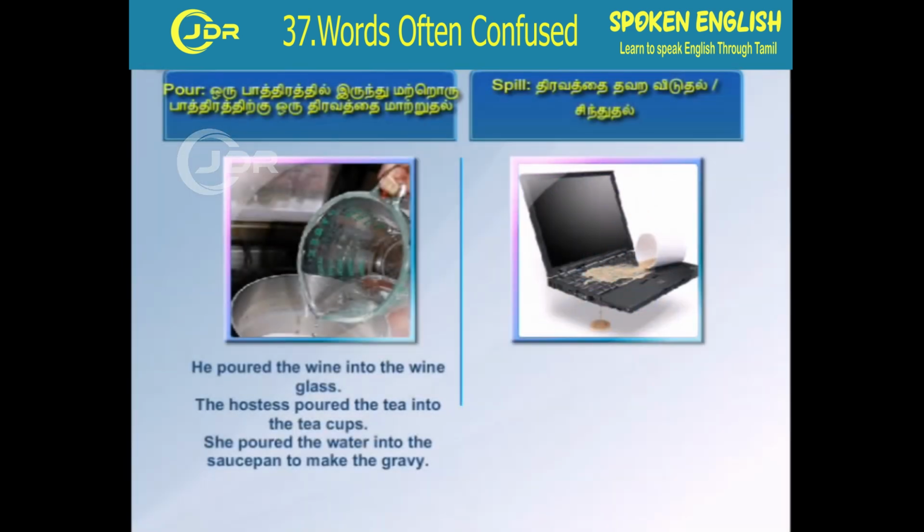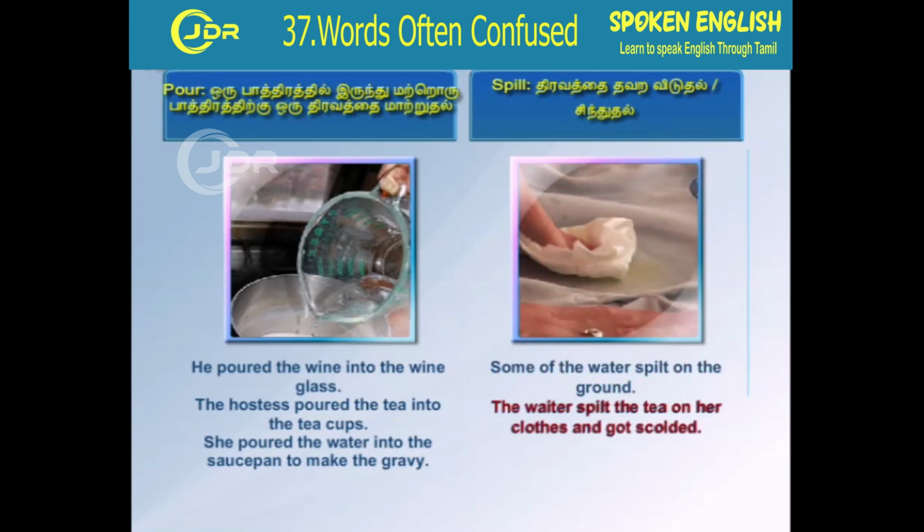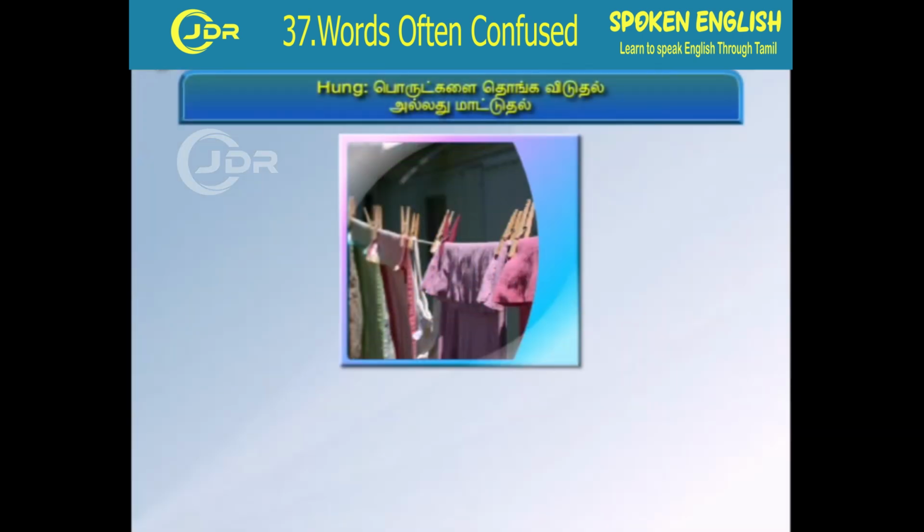Spill. Some of the water spilt on the ground. The waiter spilt the tea on her clothes and got scolded. Don't spill food on the table. Eat slowly and neatly.